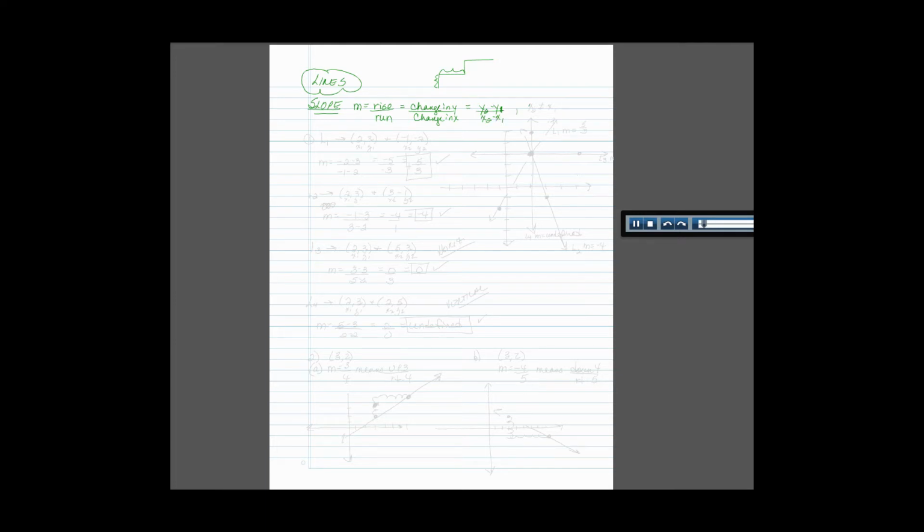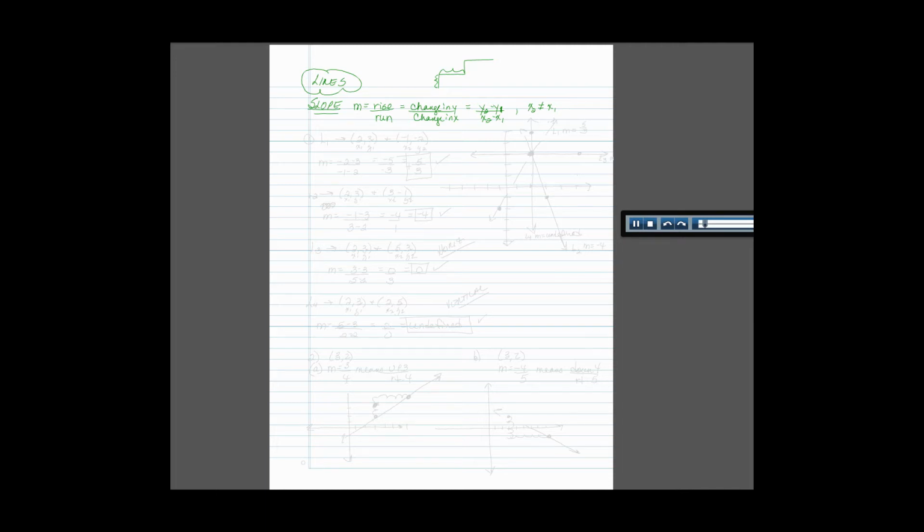And it says as long as x2 does not equal x1, and the reason is if they were equal, you would have 0 in the denominator. If x1 does equal x2, and you have a 0 in the denominator, then you have a vertical line and the slope would be undefined.